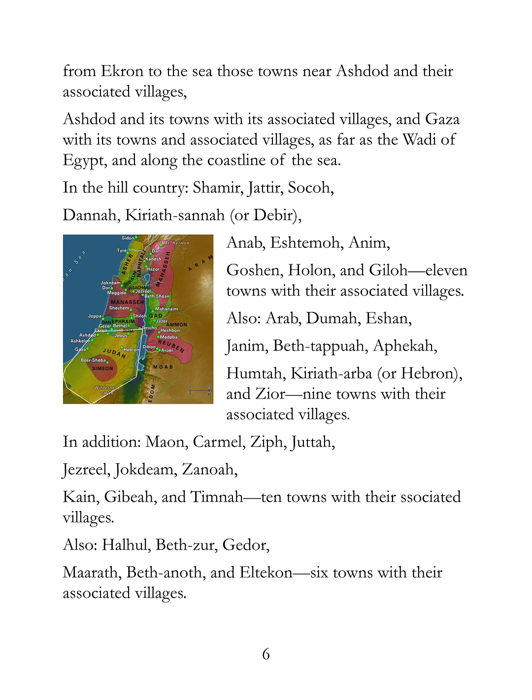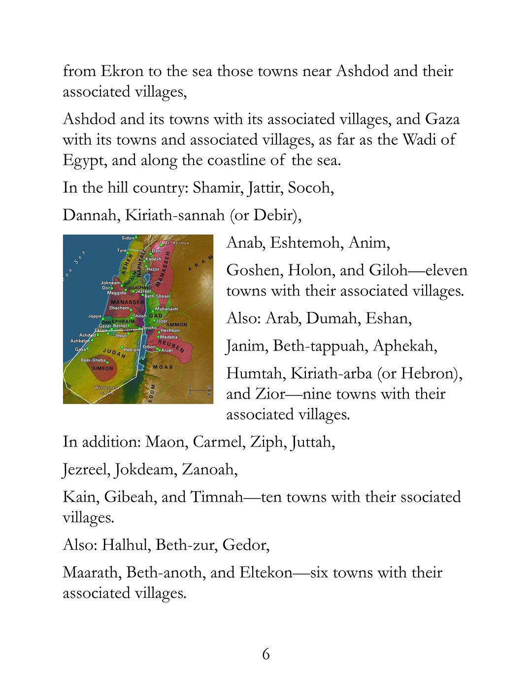In the hill country: Shamir, Jattir, Soko, Dannah, Kiriath Sannah, or Debir, Anab, Eshtemoh, Anim, Goshen, Holon, and Giloh, 11 towns with their associated villages. Also, Arab, Dumah, Eshan, Janim, Beth Tappuah, Aphekah, Humtah, Kiriath Arba, or Hebron, and Zior, 9 towns with their associated villages. In addition, Maon, Carmel, Ziph, Juttah, Jezreel, Jokdeam, Zanoah, Kain, Gibeah, and Timnah, 10 towns with their associated villages.